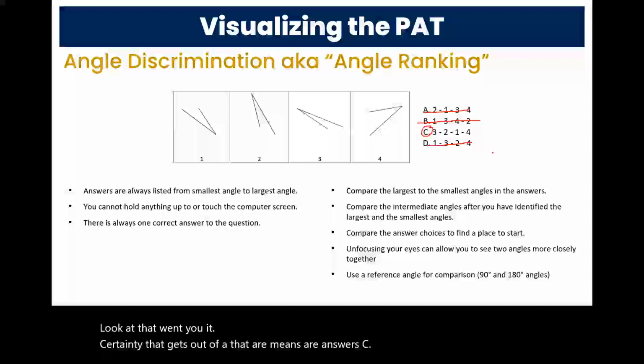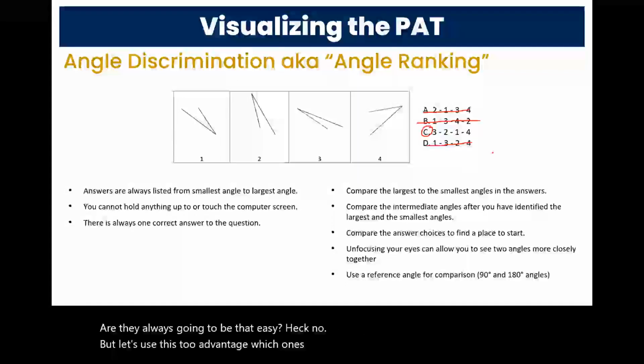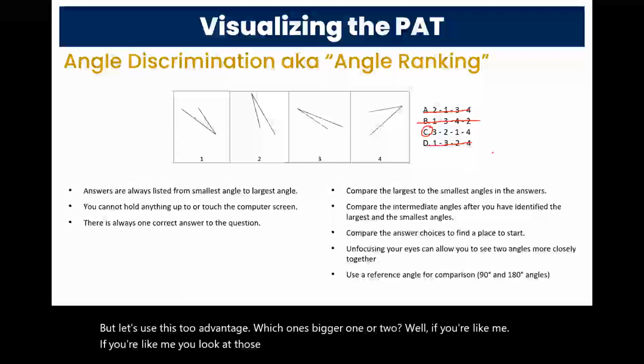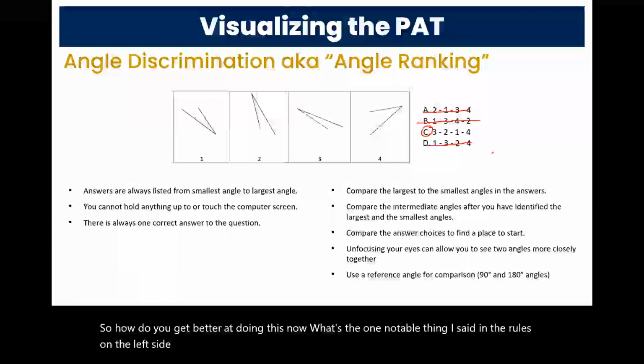Are they always going to be that easy? Oh, heck no. But let's use this to our advantage. Which one's bigger, 1 or 2? Well, if you're like me, you look at those 2 angles and you go, aren't those the same? So how do you get better at doing this? Now, what's the one notable thing I said in the rules on the left side? What can you not do?